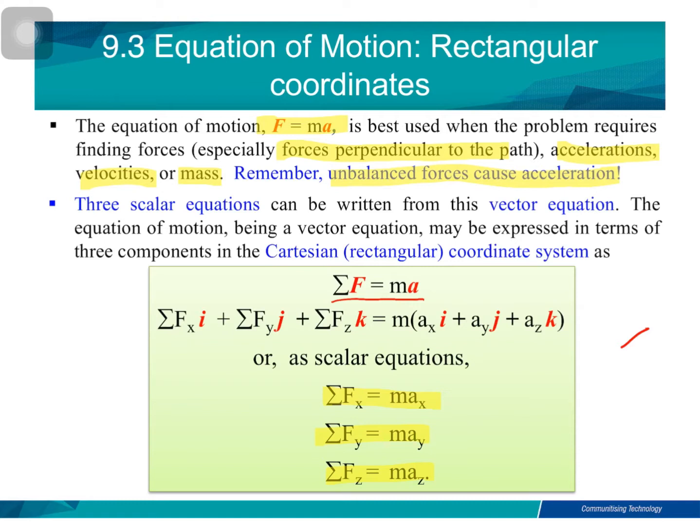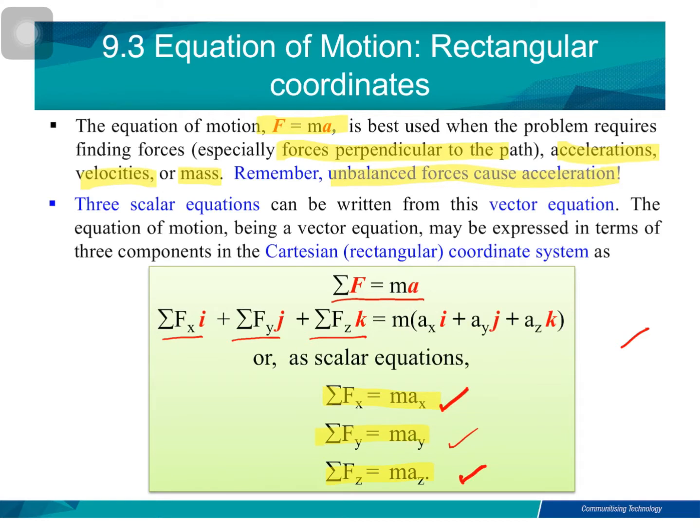From the summation F equals MA, what is the summation F? In rectangular coordinates, we have summation Fx in X, summation Fy in Y, summation Fz in Z axis, so we can have i, j and k. For the kinetics, we have m ax i plus m ay j plus m az k. When we divide into scalar equations, we have summation Fx equal to m ax, summation Fy equal to m ay, and summation Fz equal to m az.